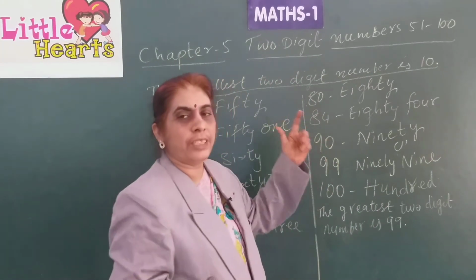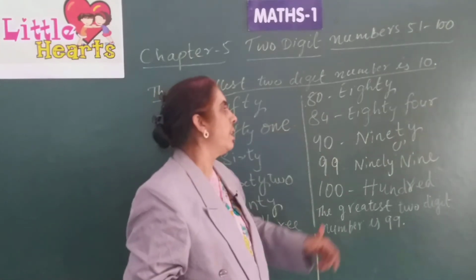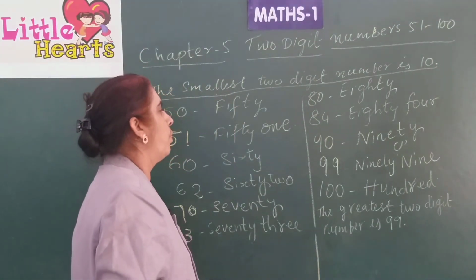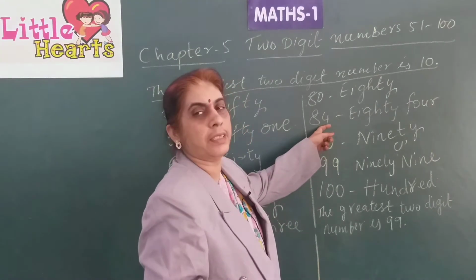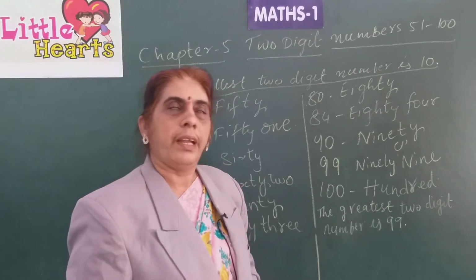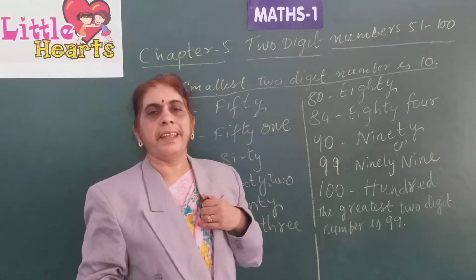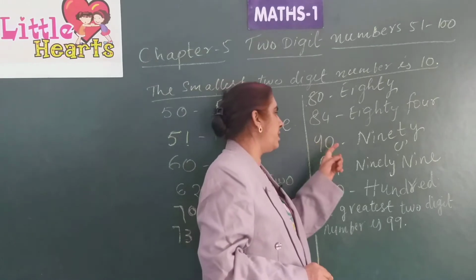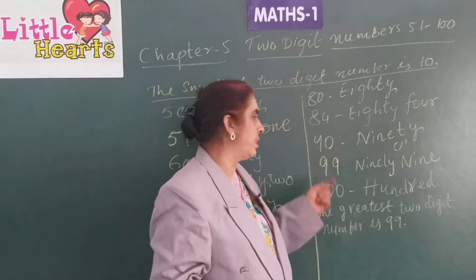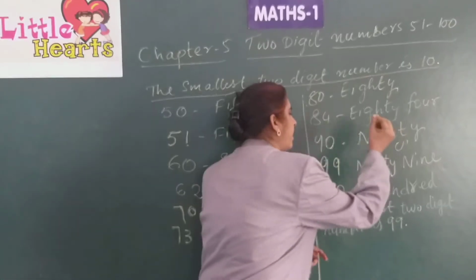And 81, 82, 83, 84 I have written on the board. 8 in the tens, 4 in the ones, EIGHTY FOUR. You can change the digit in the ones place from 1 to 9, keeping 8 in the tens place, and learn the spellings from 80 to 89. Next comes 90, NINETY, 9 in the tens, 0 in the ones. Changing the digits in the ones place, keeping 9 in the tens, you can write the spellings from 91 to 99. I have written 99 here.